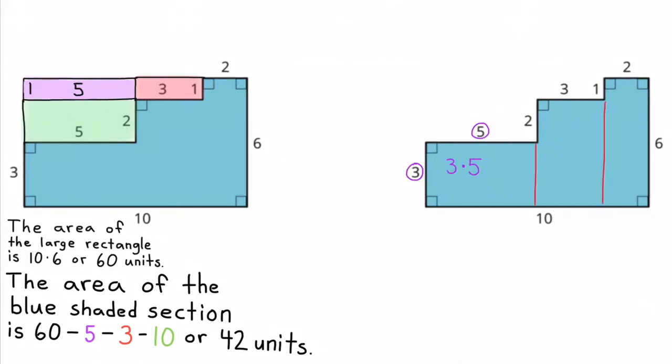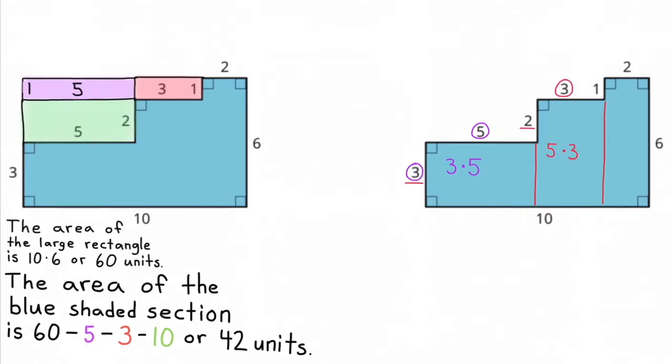Now I've broken down the shape into 3 quadrilaterals. The quadrilateral on the left has the dimensions of 3 times 5. The quadrilateral in the middle has dimensions of 5 times 3, and the quadrilateral on the right-hand side has the dimensions of 2 times 6.